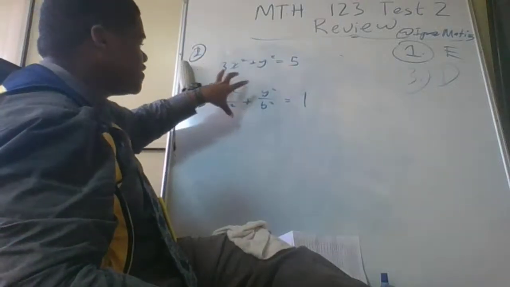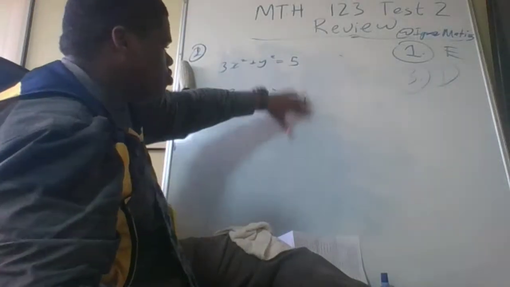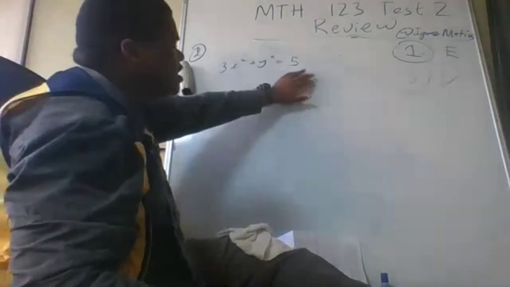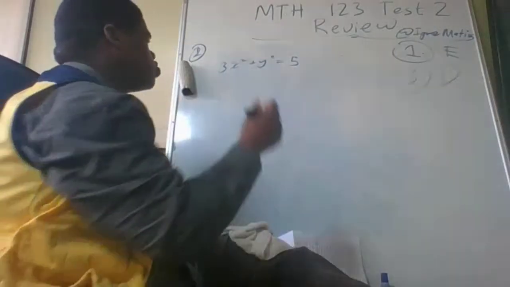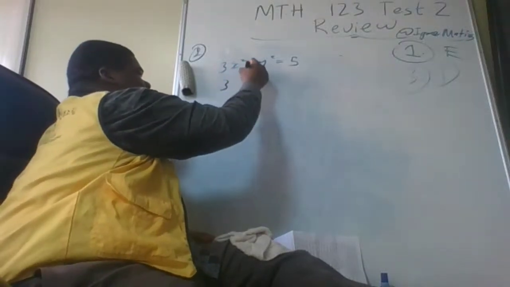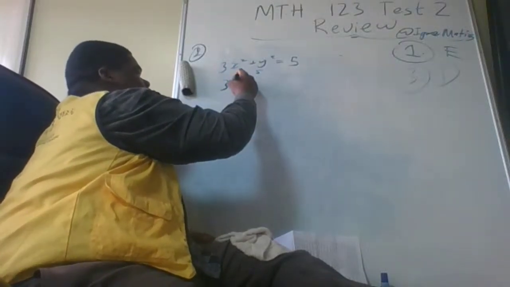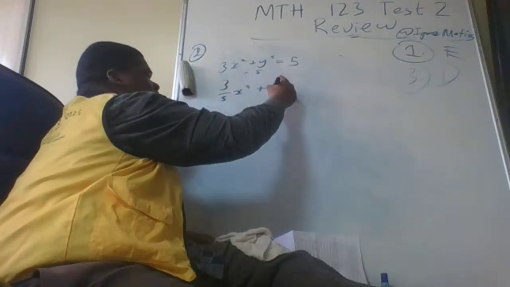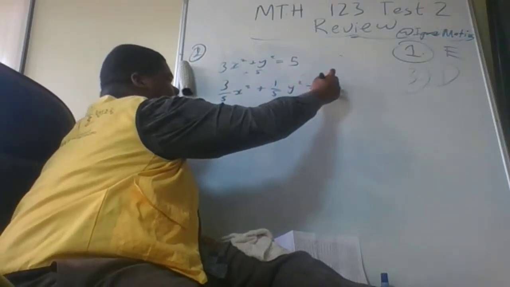You are going to put it in this form: equal to 1, not equal to 0, equal to 1. Now, the first thing we need to make sure is that the right hand side is equal to 1. To do that, you have to divide both sides by 5. If you divide both sides by 5, you are going to have 3 over 5 x squared plus 1 over 5 y squared is equal to 1.